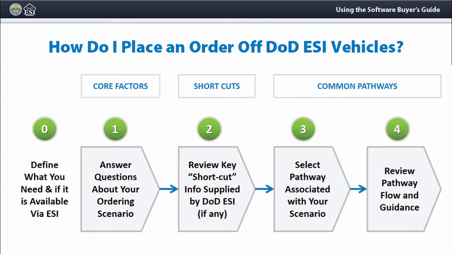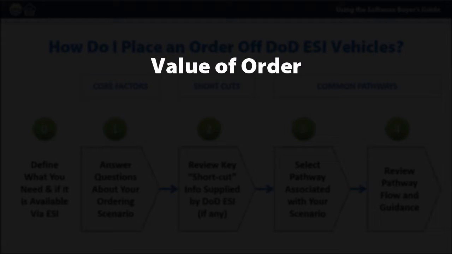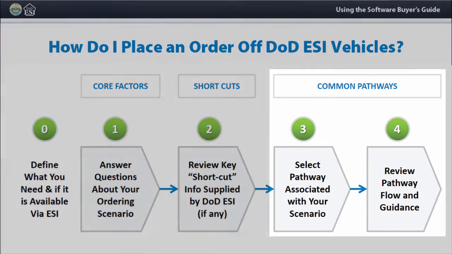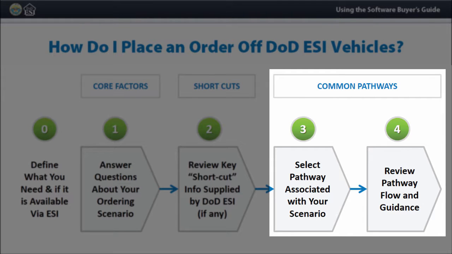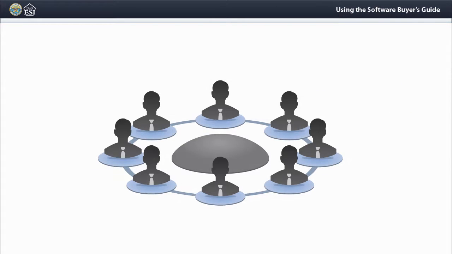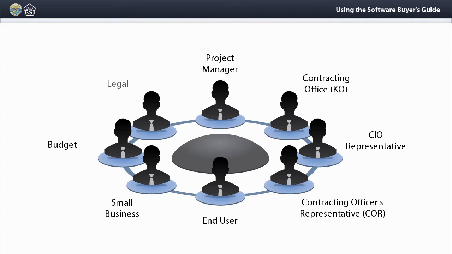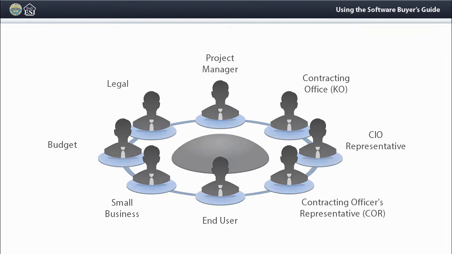There are various pathways that can be taken depending on a few core factors, including the dollar value of your order, who is buying the software, and whether an enterprise license exists for that product and your organization. The guide explains the different pathways you can take once the questions are answered about your ordering scenario. The best results in a COTS software acquisition will come from a cross-discipline team working according to the same plan. The guide helps identify the skills needed at various stages of the acquisition lifecycle.